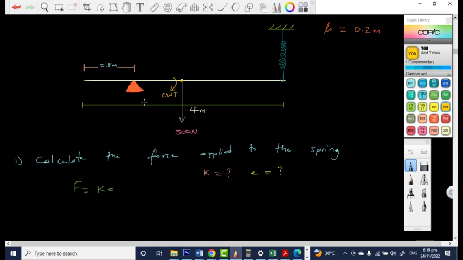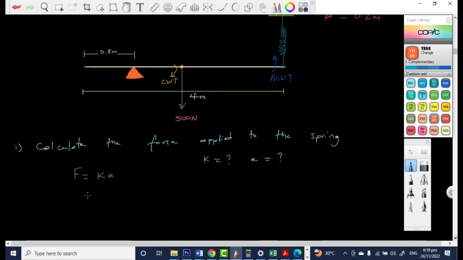At the same time, we're going to have a moment due to the spring in this direction, and we refer to that as an anti-clockwise moment. Agree? So this clockwise moment is about the pivot, and this anti-clockwise moment is also measured about the pivot.